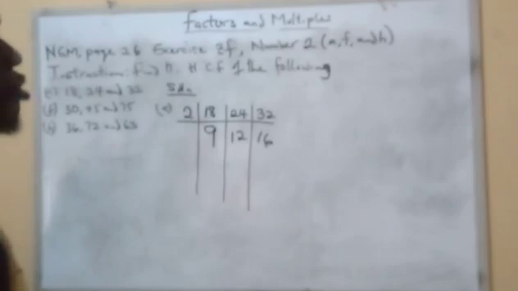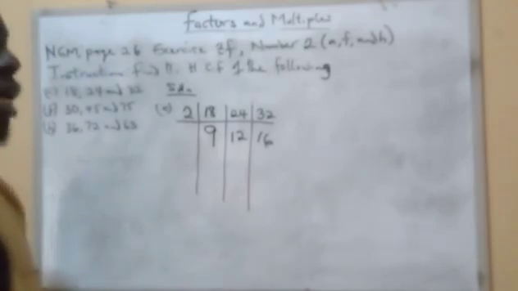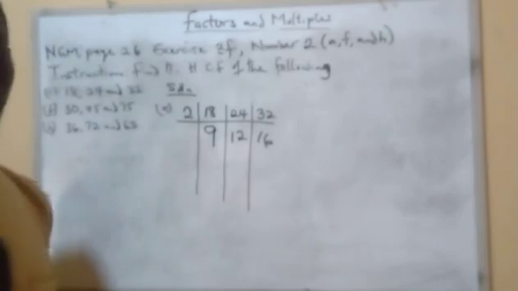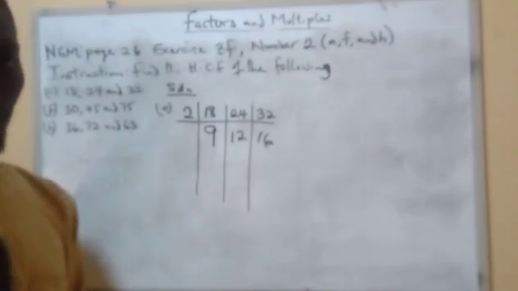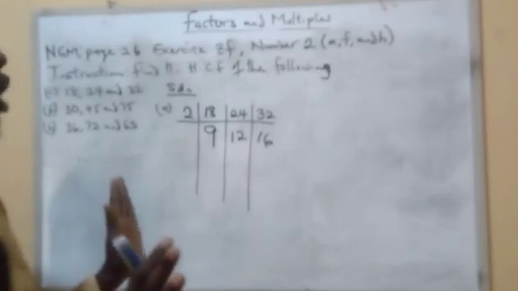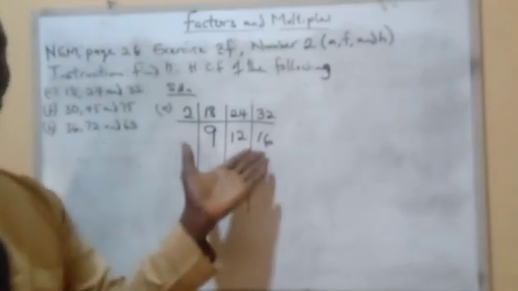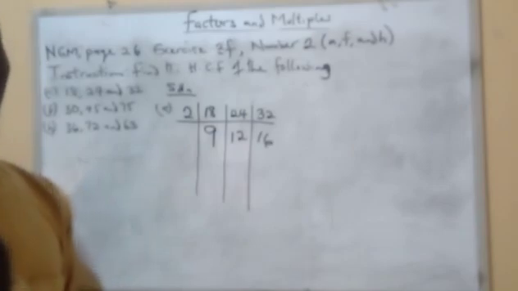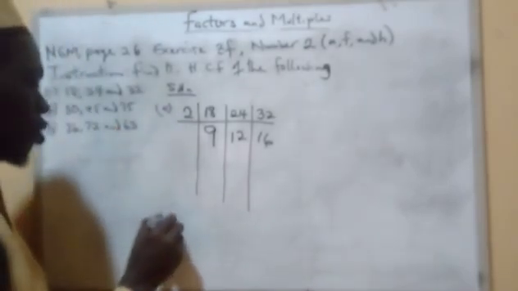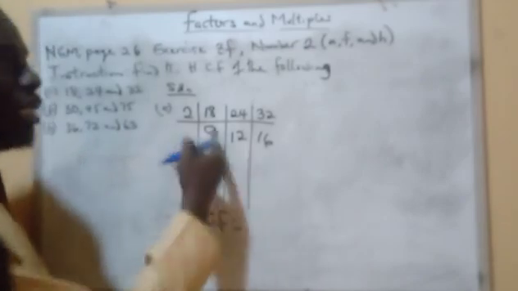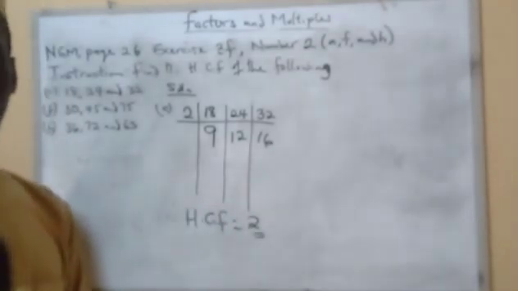So what else can be used? I think nothing can be used again. Can we use 5? No, we can't use 5. We can't also use 4, because 4 can't divide 9 without any remainder. So we don't have any number except 1, because 1 is a number that can also divide all, but 1 will not make any difference in our results. So that is why we will not recognize 1. So we now say, therefore, the HCF of the three numbers is 2. It's just as simple as that.